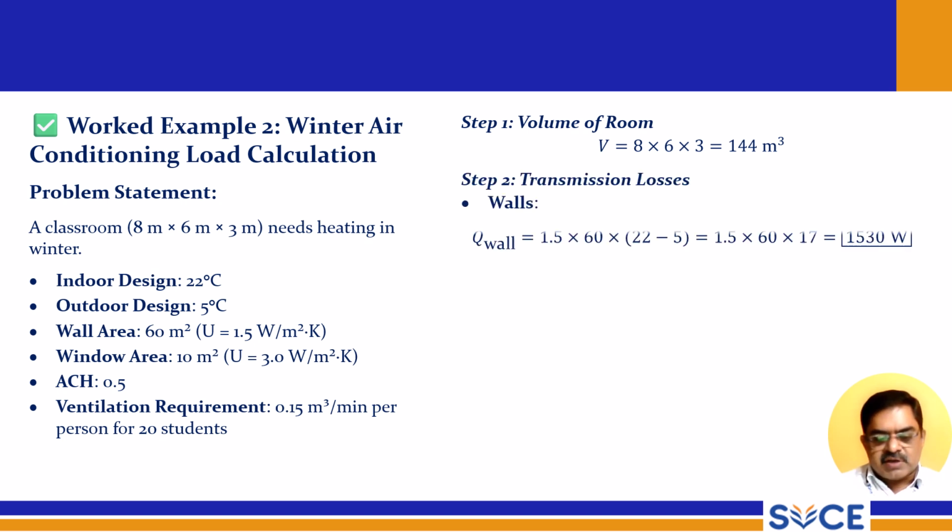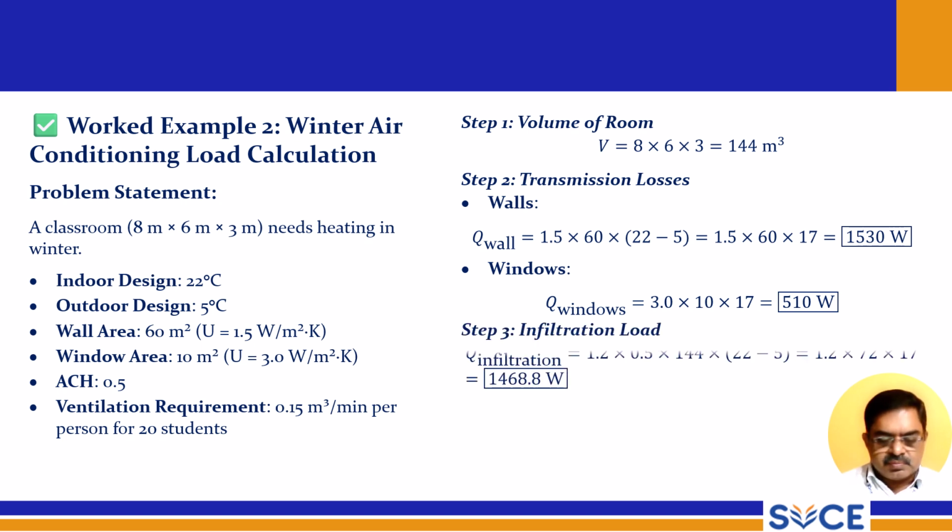For the transmission losses, walls: Q wall equals 1.5 into 60 into (22 minus 5), so 1.5 into 60 into 17 equals 1530 watts. And the windows, Q windows equals 3 into 10 into 17, so that is 510 watts. Infiltration load equals 1.2 into 0.5 into 144, so that is becoming 1468.8 watt.